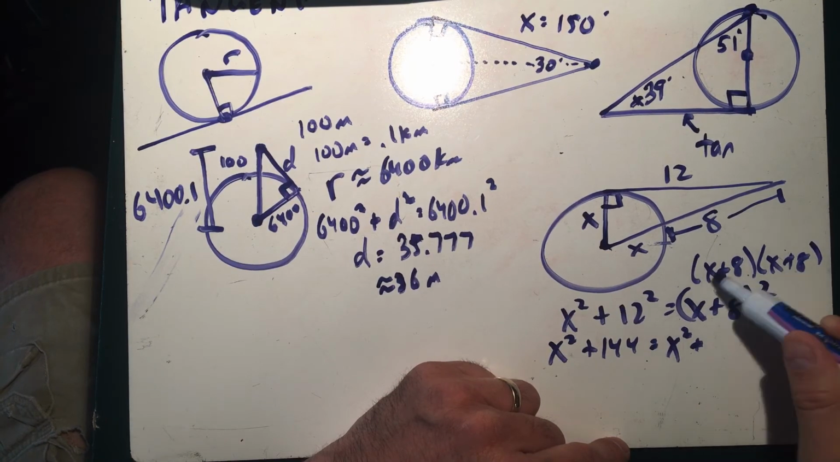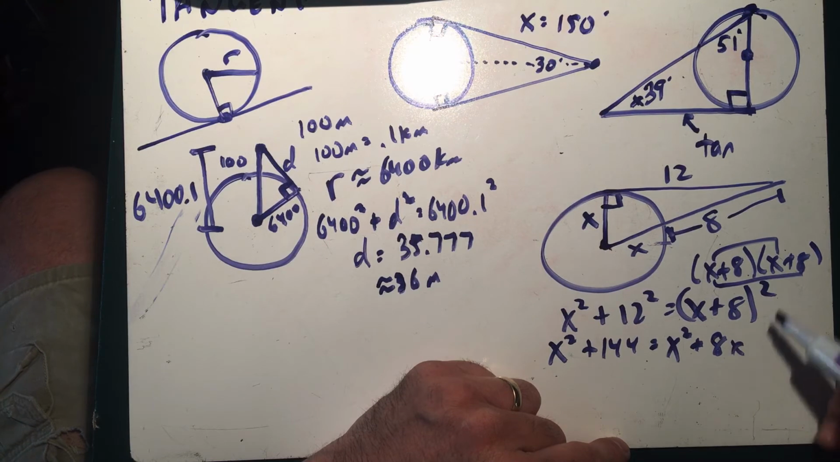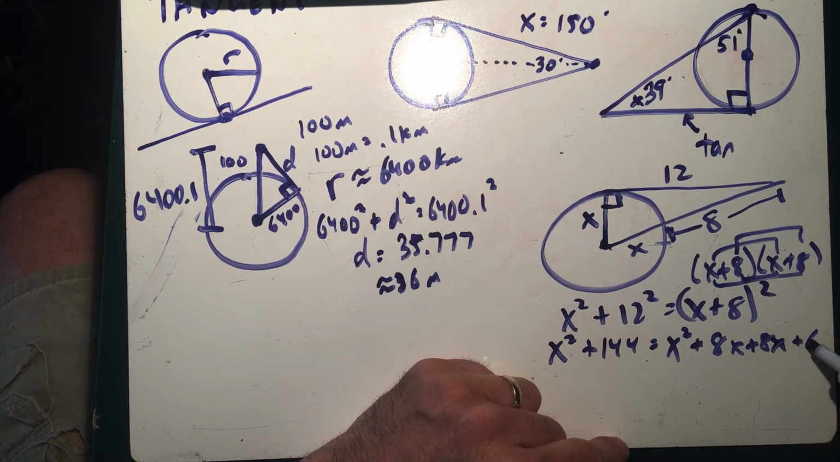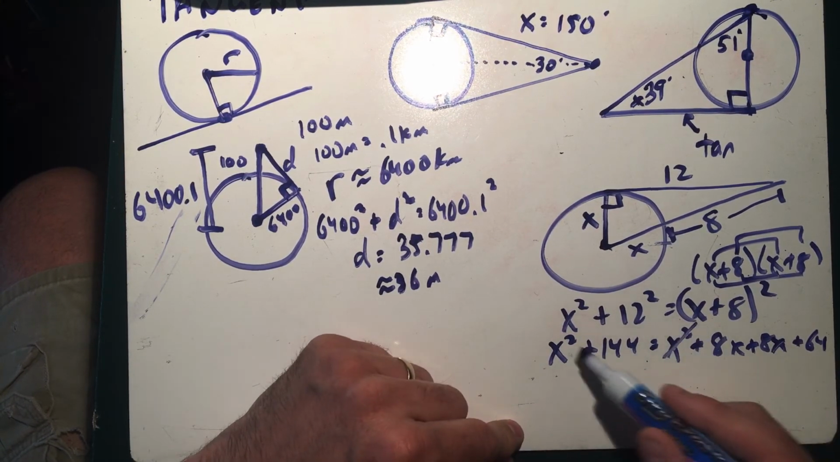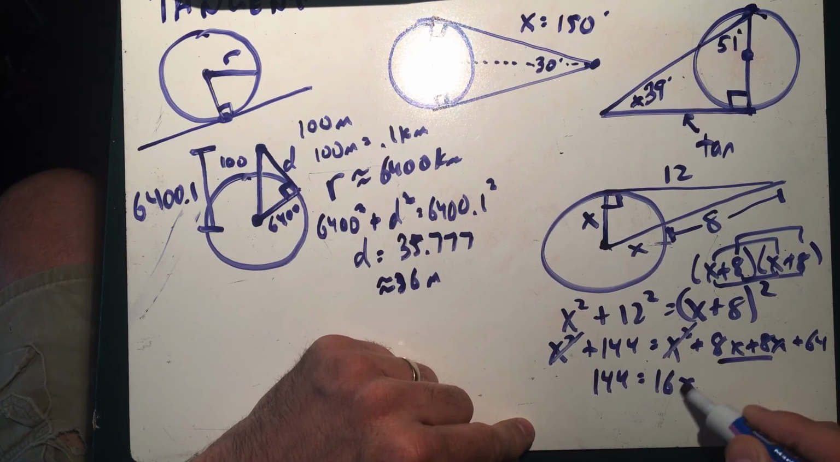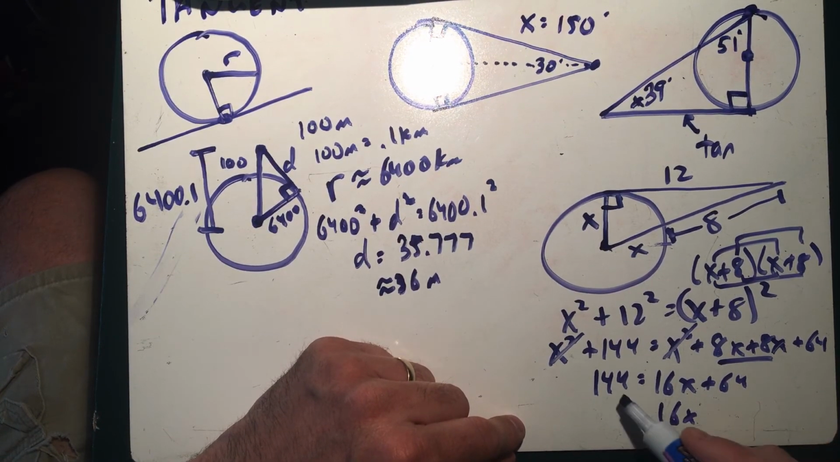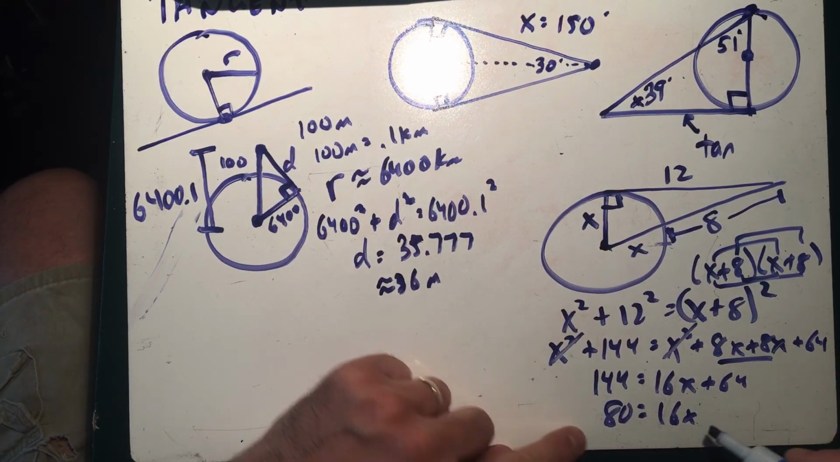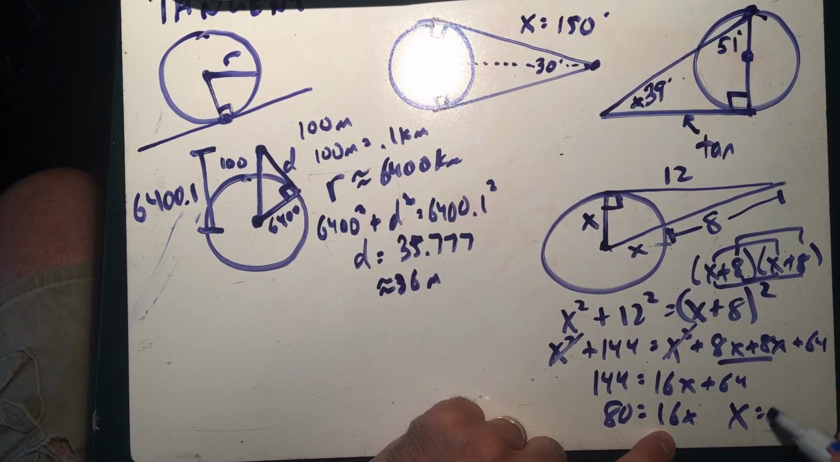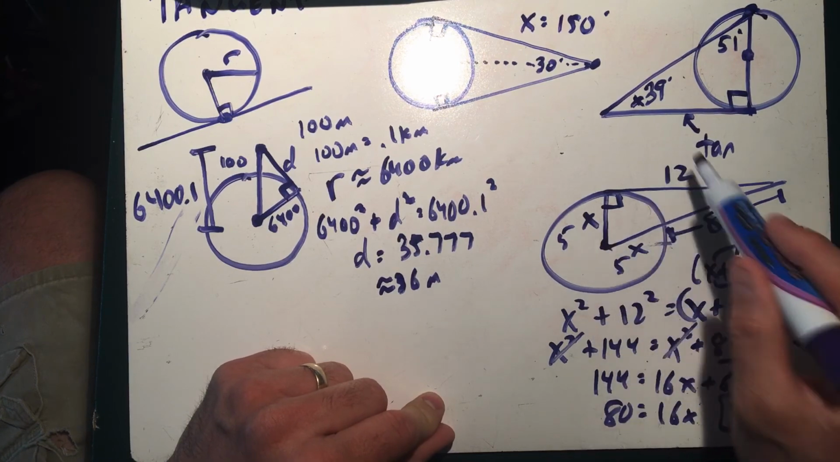So you've got the first, which is x squared. You've got your outer, which is 8x. You've got your inner, which is also 8x. You guys might do the box method instead. And then you've got that last, plus 64. So right now the x squareds cancel out on both sides, but 144 equals 16x plus 64. And now if I subtract 64 off both sides, I've got 80, and 80 divided by 16 is 5. And then you go back up here, and you're like, wait, is that actually right? Oh, look, it's good old 5, 12, 13.